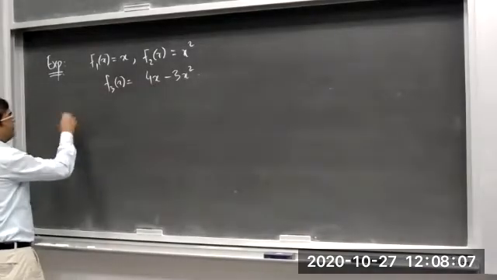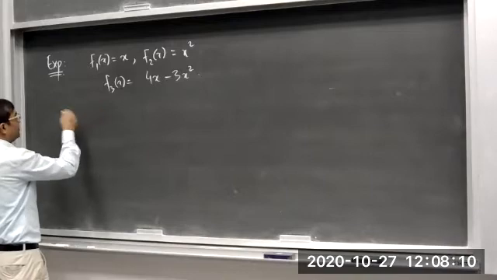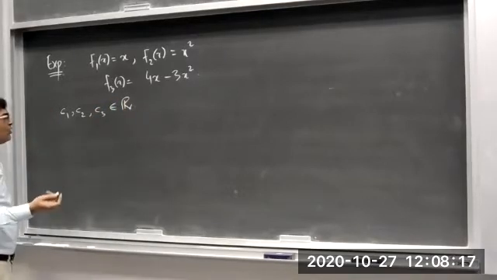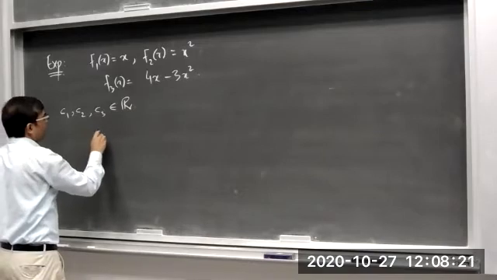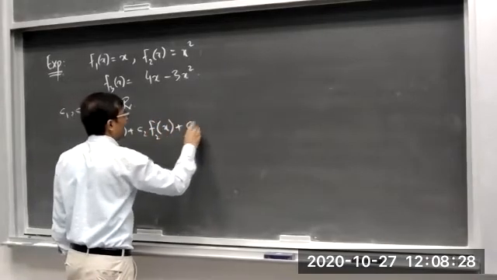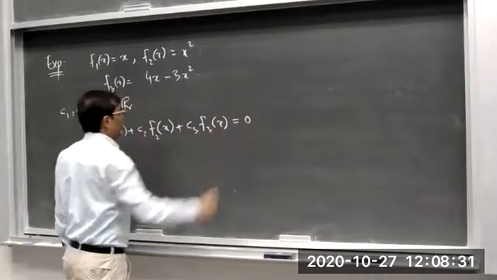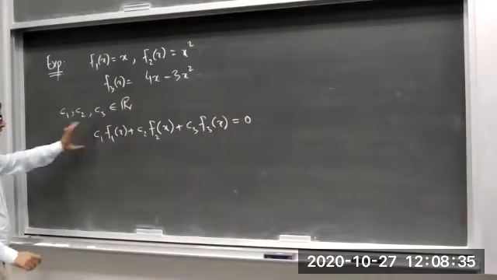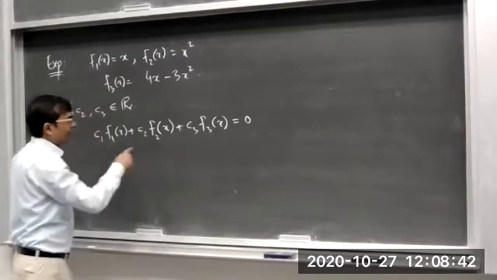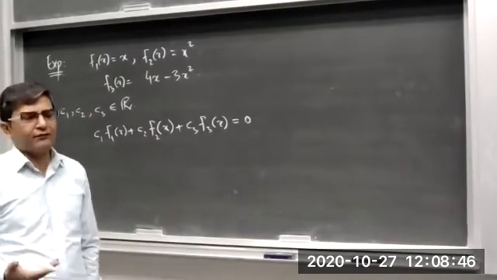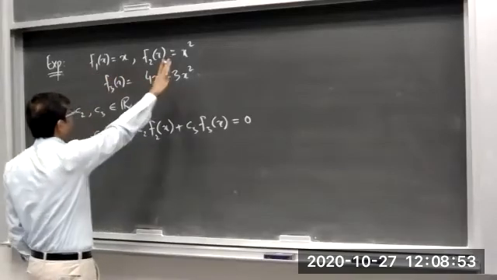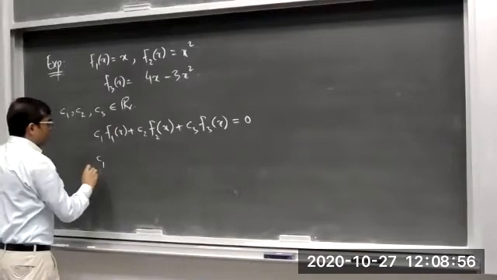How do we check? We say that there are constants C1, C2, C3. These constants are basically real constants. They belong to R. So we consider C1 f1 of x plus C2 f2 of x plus C3 f3 of x, and we put it equal to 0. From this equation, we have to show that these constants C1, C2, C3 are not all 0. At least one of these constants should not be 0 to know whether these functions are linearly dependent.